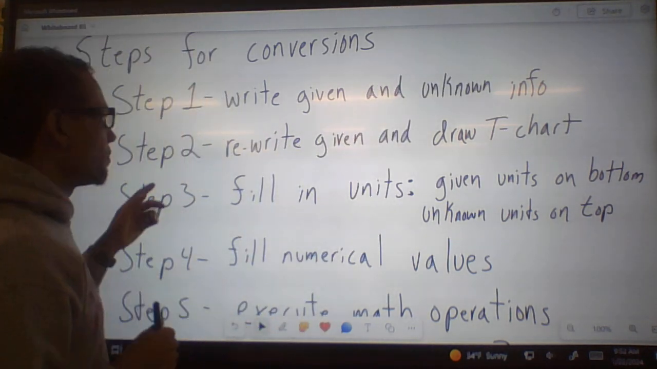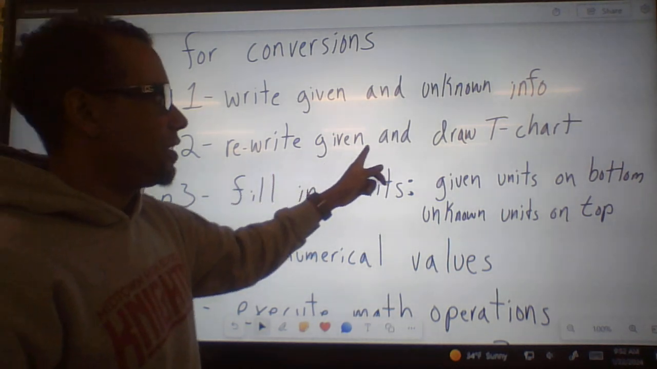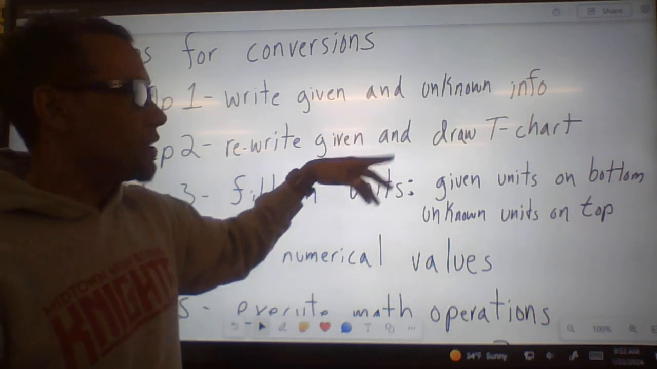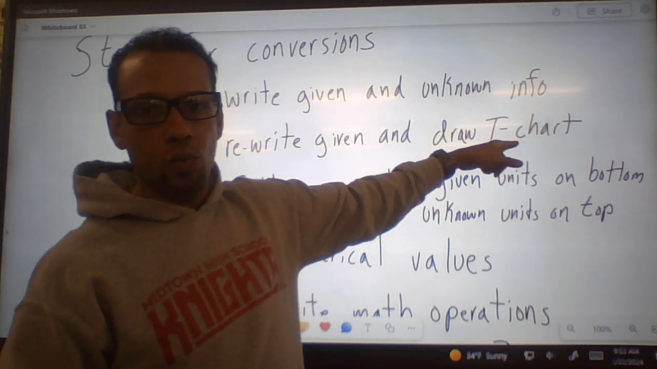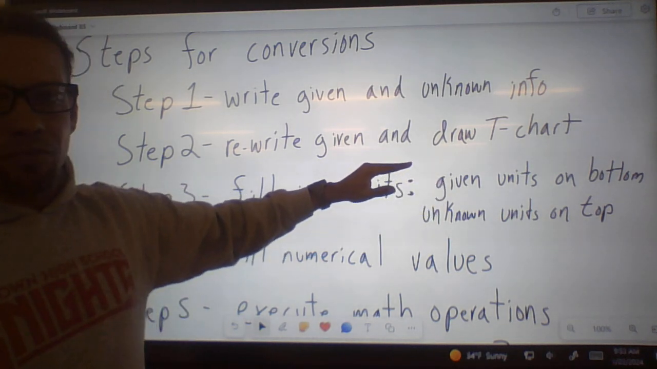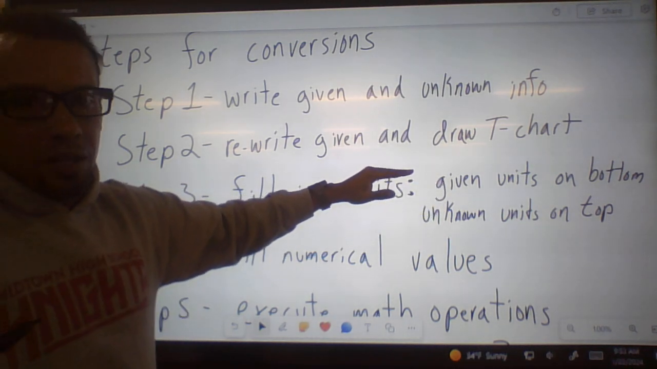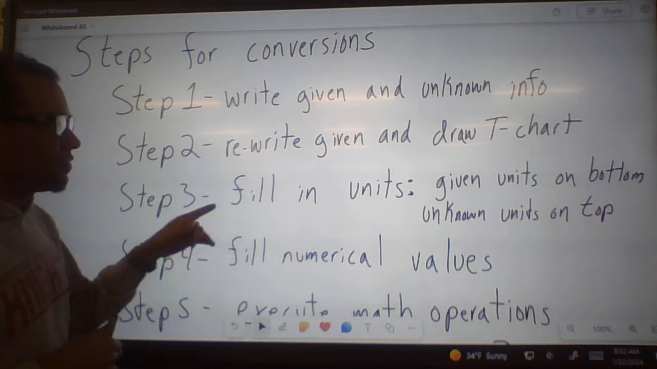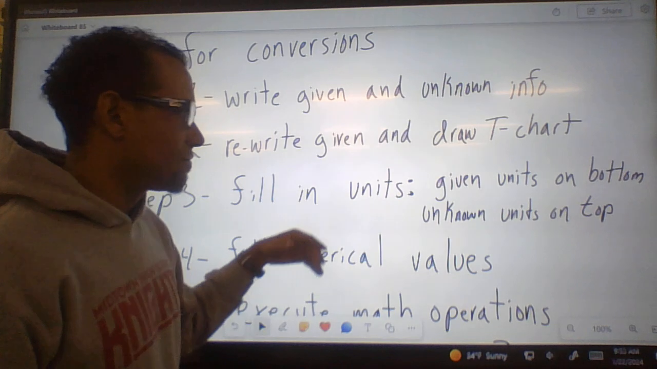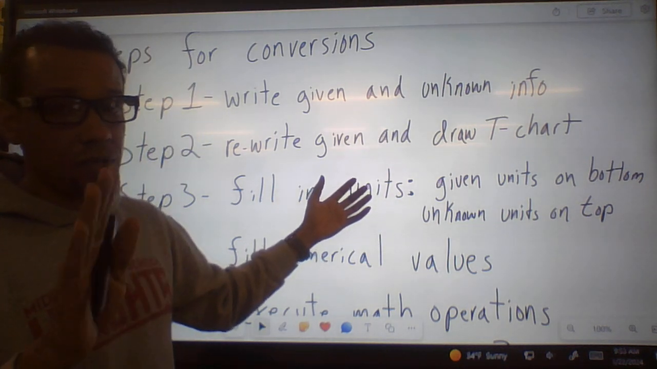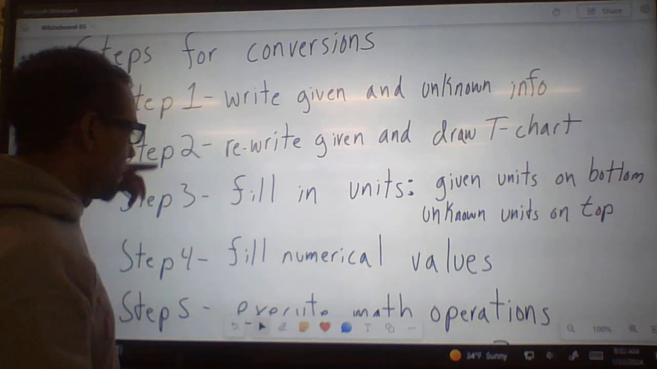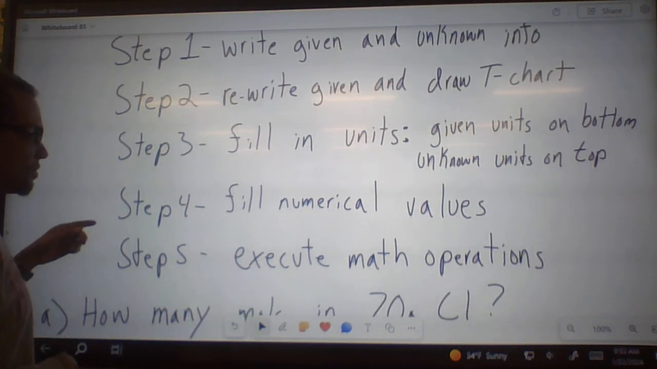Step number two, rewrite my given and draw a T-chart. Rewriting the given is just matching from elementary school. T-chart, ABCs, 1, 2, 3, elementary school. No chemistry yet. This is all about effort. Did I make an effort? Step number three, fill in units. Given units on top, unknown units on bottom. It's effort. No chemistry yet, no science yet, just matching. ABCs, 1, 2, 3s. Can I do matching? Yeah, that's elementary school stuff.